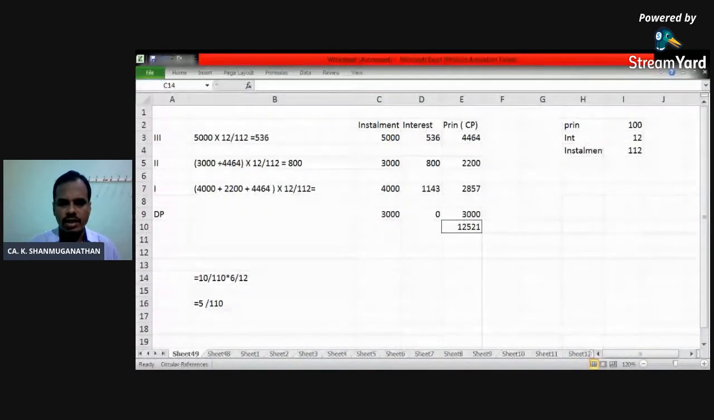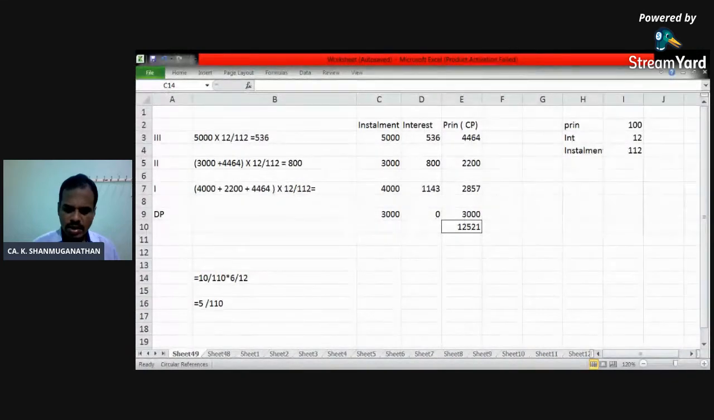The reason for that: 1 year interest is 10%, so 6 months interest should be 5%. So we have to take 5 divided by 105 consecutively. You take it, the answer will come. I think it may be somewhere near 25,976, something like that. The answer will come. It is very easy.